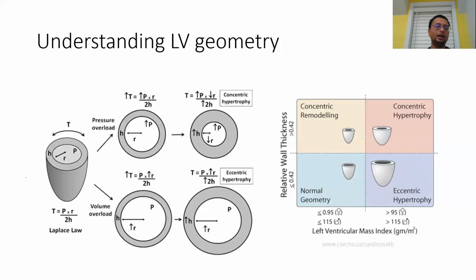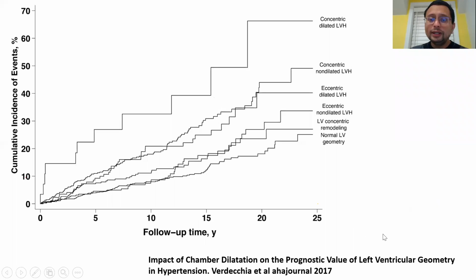Okay, so I hope you understand now what I mean by left ventricular wall thickness. What do I mean by left ventricular hypertrophy? What do I mean by concentric hypertrophy? What is thick compared to the cavity? Eccentric hypertrophy, normal geometry, and concentric remodeling. Now, why is it important?